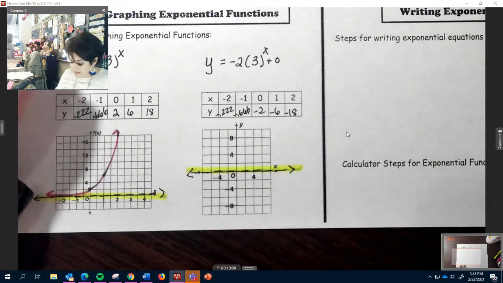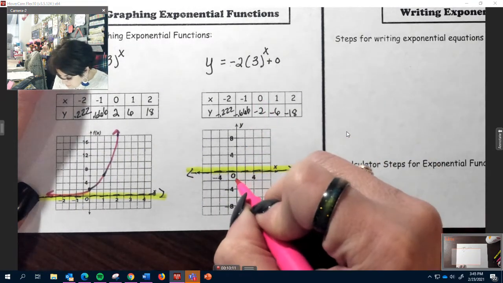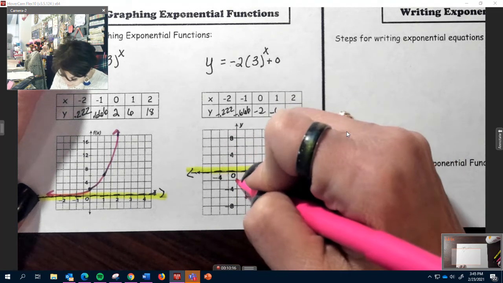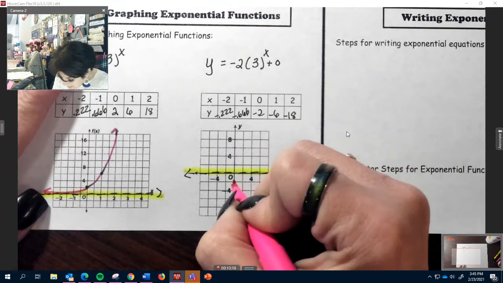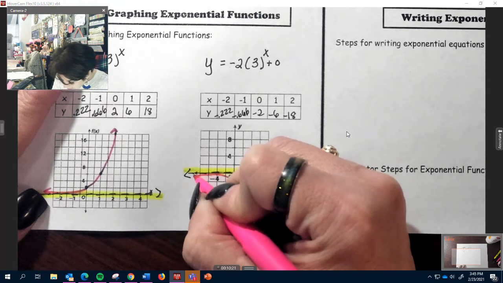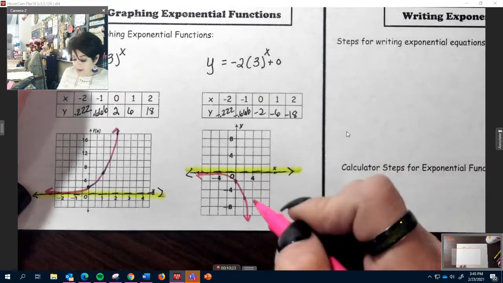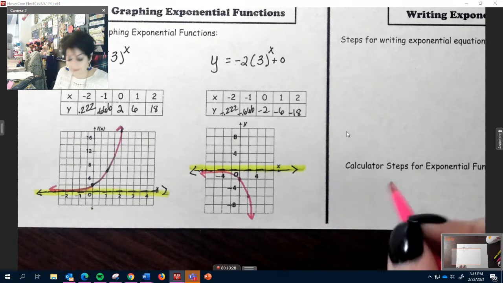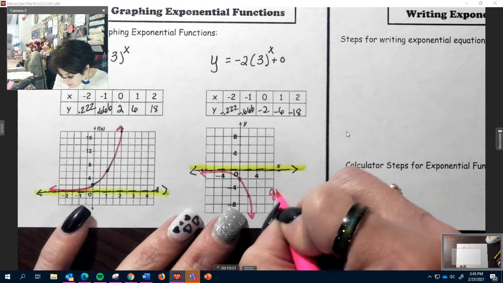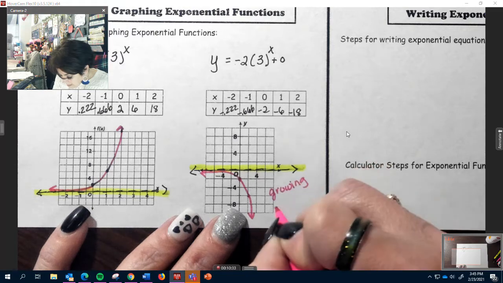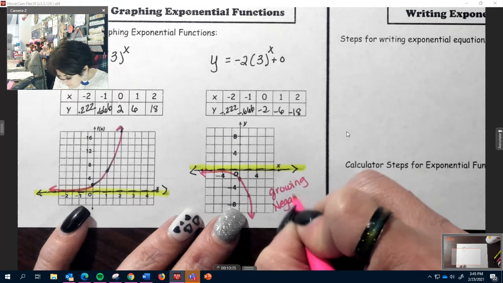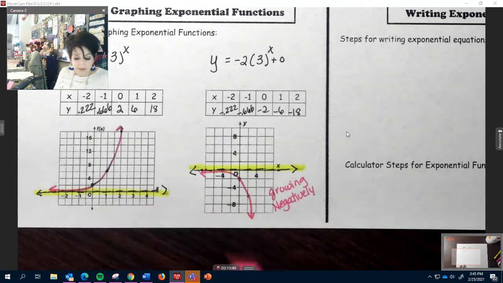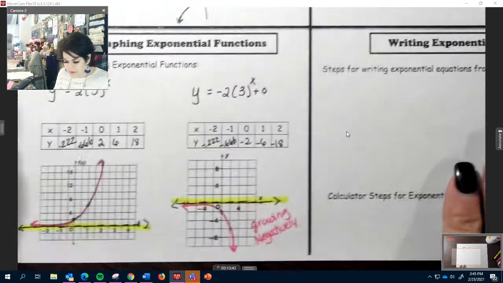Alright, so there's that. My intercept is at -2, and then we go over 1 and down -6. So it's going like that, and it's going back this way. Is this growing or decaying? Yeah, that one's growing too. It's growing negatively, so you might make a note that this is growing negatively. This one's growing positively.